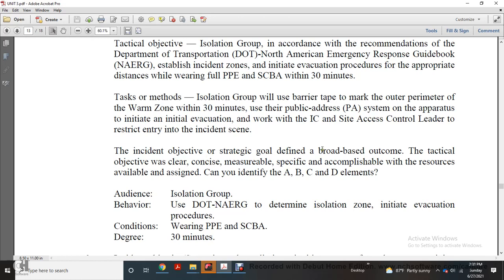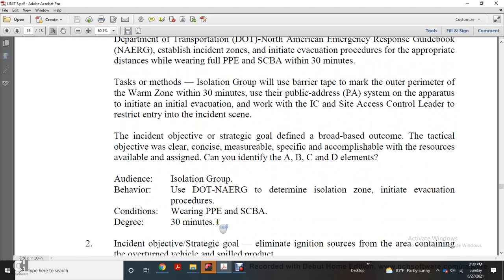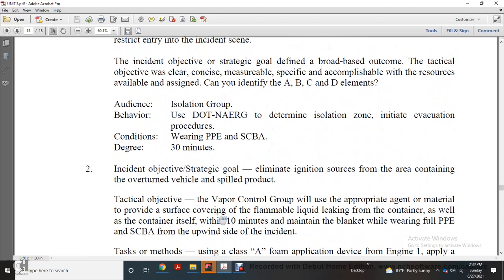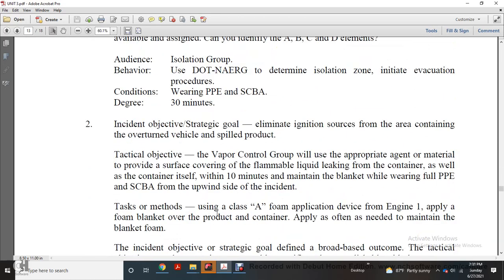The incident objective with the strategic goal is to define the broad-based outcome. The tactical objective must be clear and concise, measurable, specific, and accomplishable, so that it can identify the A, B, C, and D elements. Audience: the isolation group. Behavior: use the Emergency Response Guidebook to determine the isolation zone and initial evacuation. Condition: wearing personal protective equipment and self-contained breathing apparatus. Degree: 30 minutes.